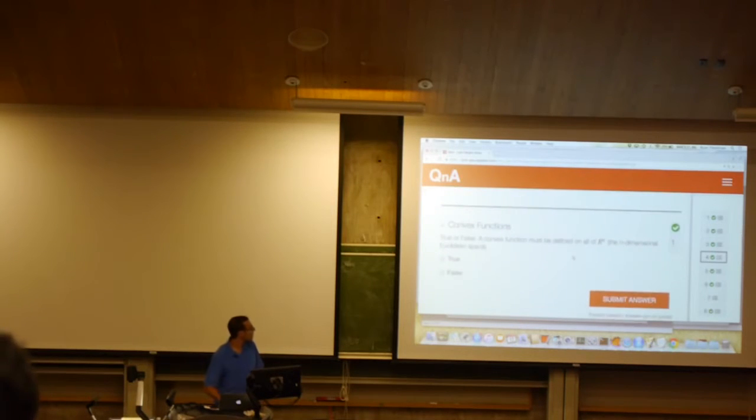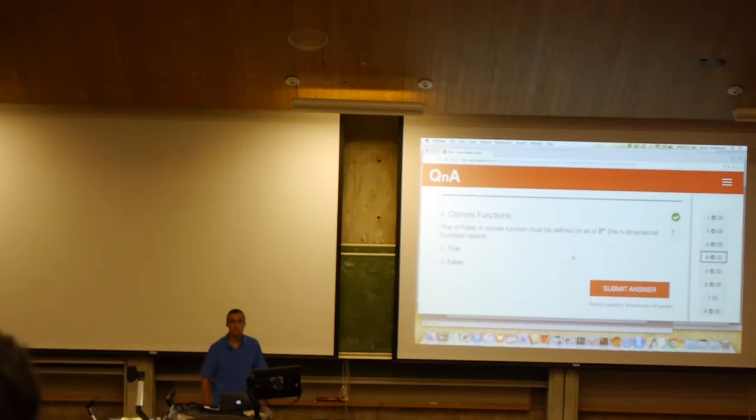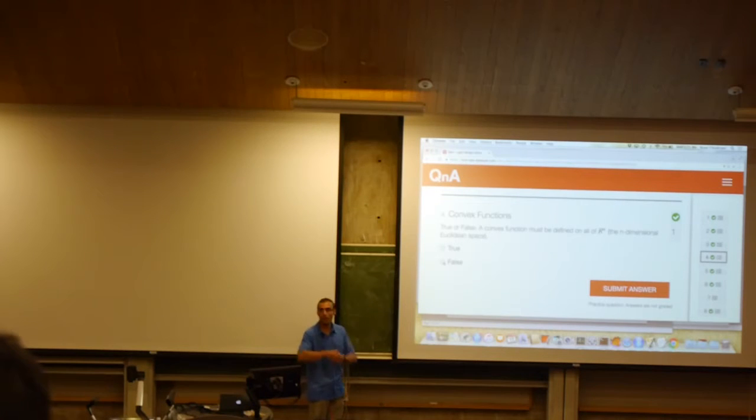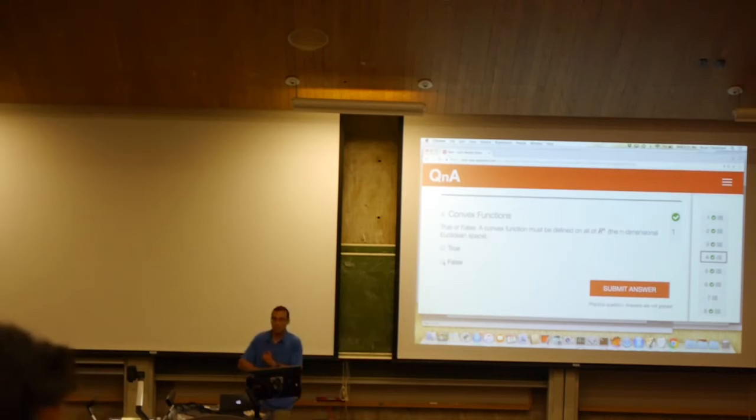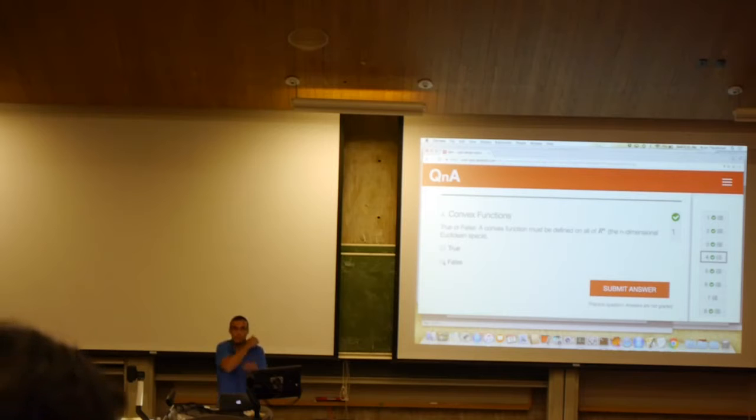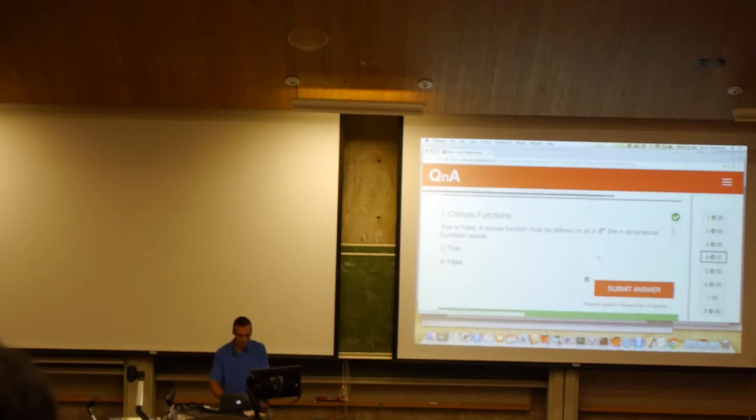Convex functions. A convex function must be defined on all of Rn. True or false? False, because remember we said one of the conditions for convexity is that it had a convex domain. So Rn itself is a convex set. Of course, all of Rn is convex, if you follow the definition. But we also said that the function can have a domain which is not all of Rn, like log, for example. Or let's say minus log is a convex function. Log is concave, minus log is convex. But minus log is only defined on the positive reals. So as long as the function's domain is convex, that's okay. So this is not true.